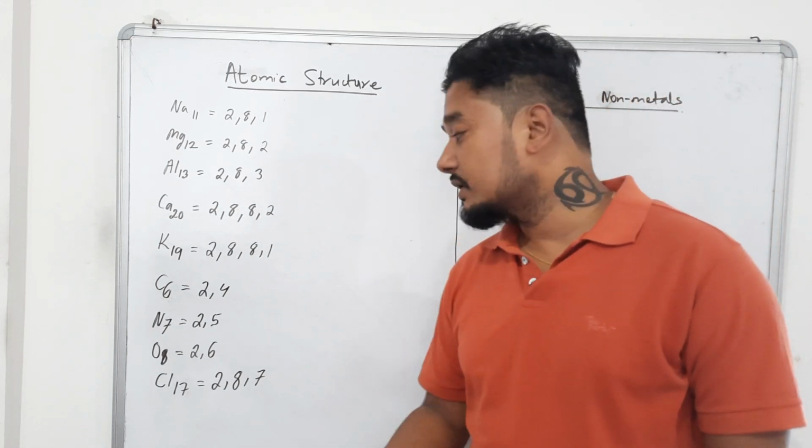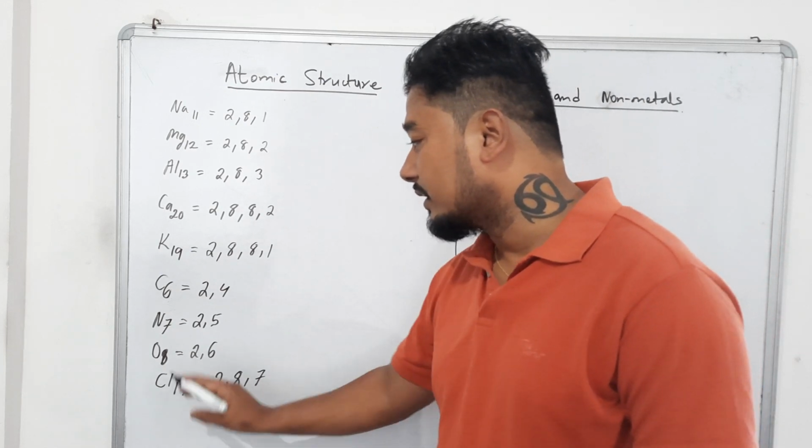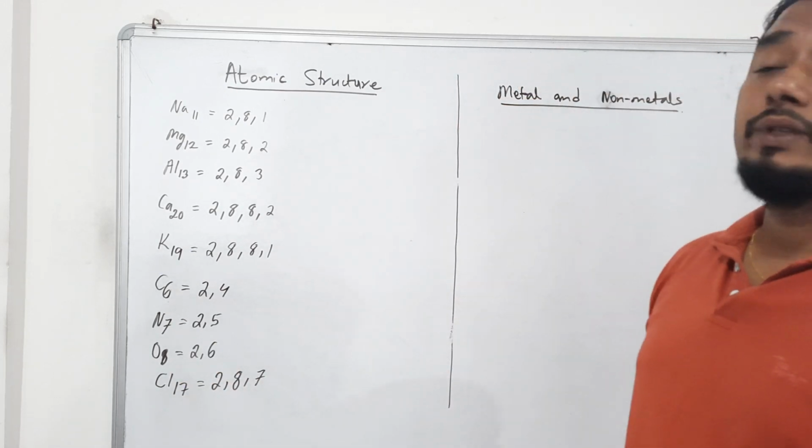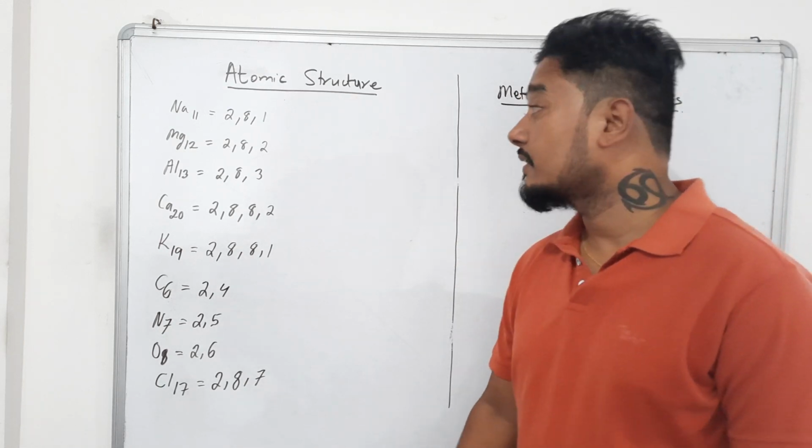So you can easily put 7, and the configuration becomes 2, 8, 7. If you add them all, it becomes 17. So this is how we do the electronic configuration in the chapter called atomic structure, students.